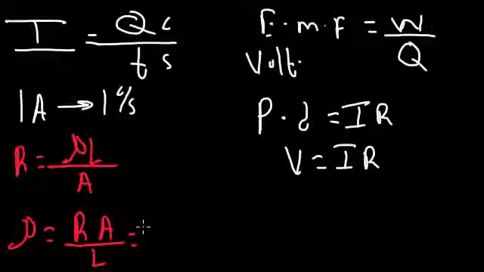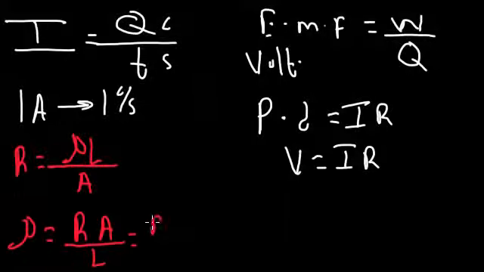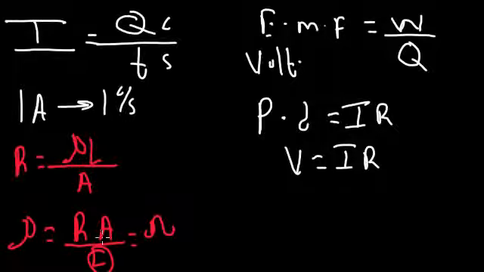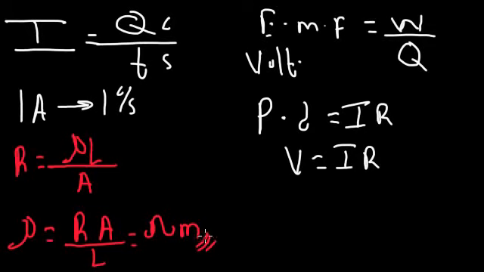Now what about the units? Resistance is measured in ohms, area is in meter squared, and length is in meter. So meter squared can reduce to meter, and we have resistivity to be in ohm-meters. E.M.F, like I said, and potential difference are in volts, while electric current is in amperes.